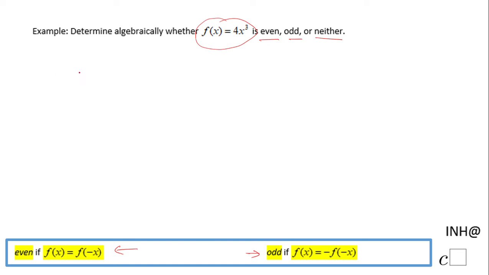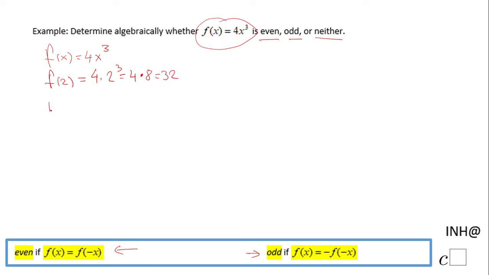Now first of all, what I would like you to see is a numerical way to kind of see if a function is odd or even. So what do I mean by that numerical way? Pick a number like, let's say, 2, and let's evaluate the function f at 2, f of 2, and that will be 4 times 2 to the third power, which becomes 4 times 8, which is 32.